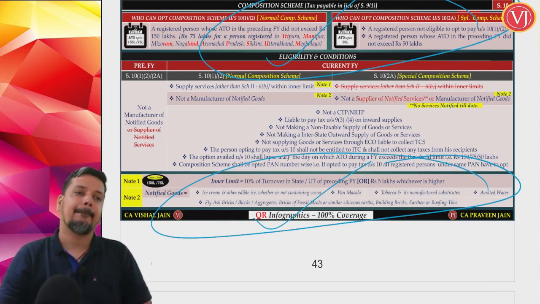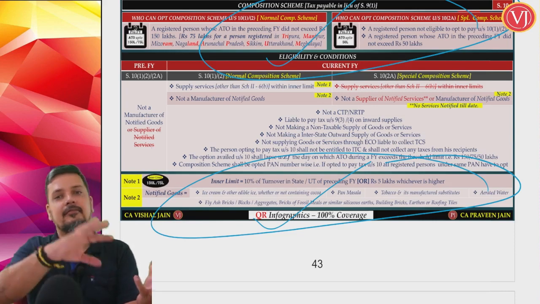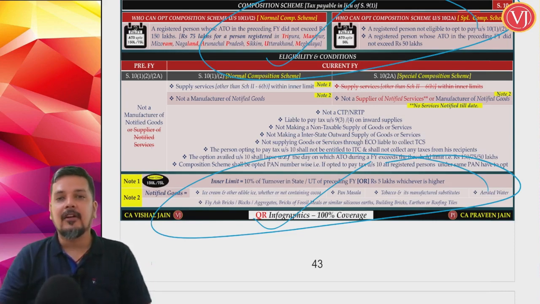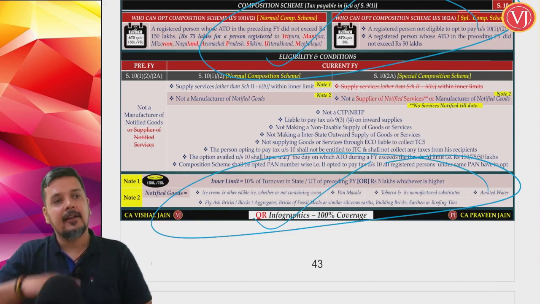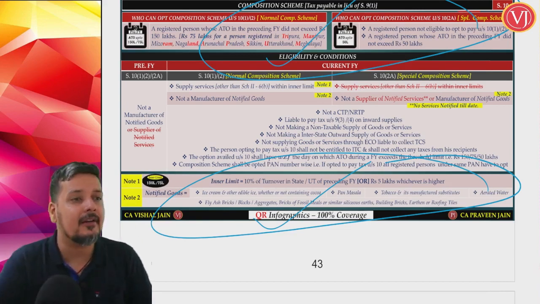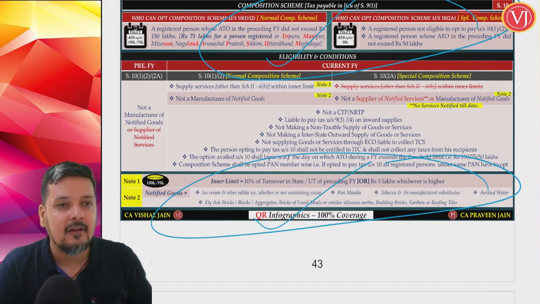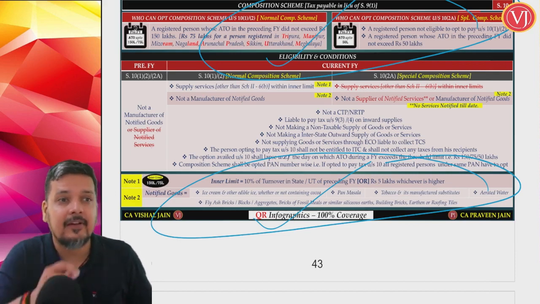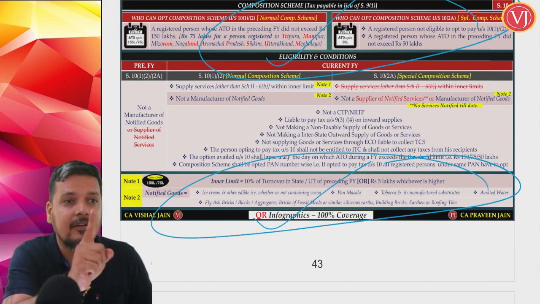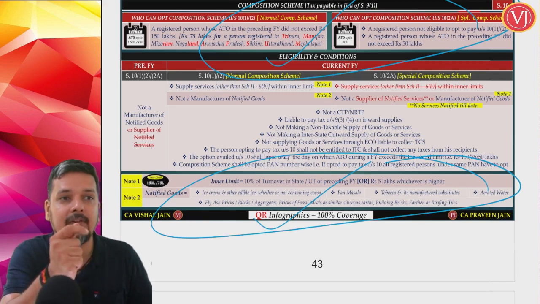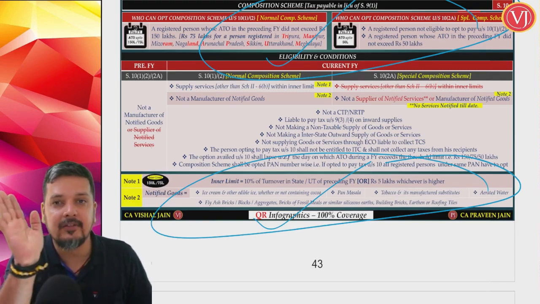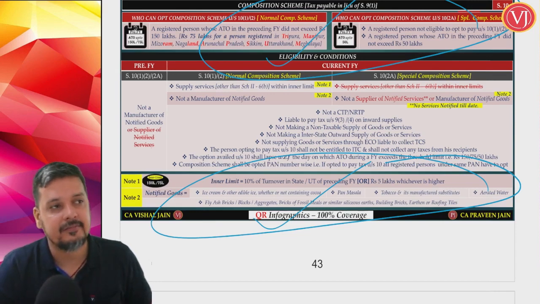Why? One state composition scheme, other states regular scheme: not possible. Either in all the 5 states be under regular scheme, or in all the 5 states be under composition scheme. What is the significance of this? If I am violating the condition in one state, I am thrown outside composition scheme from all the states.